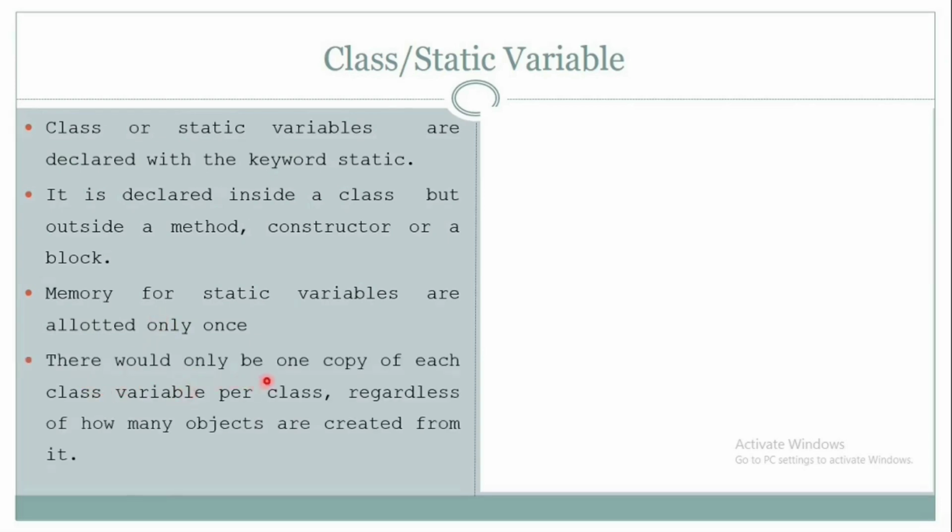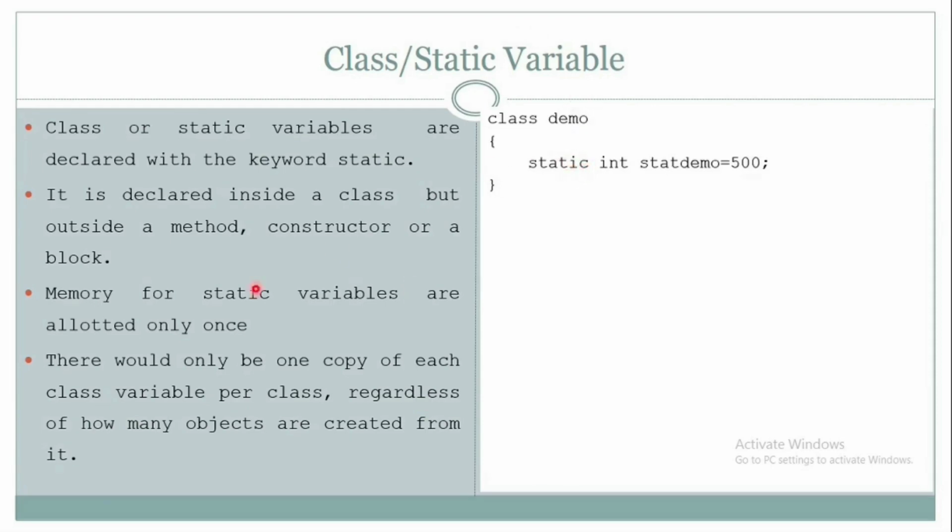There would be only one copy of each class variable per class, regardless of how many objects are created from it. So there will be only one copy of this static variable per class, and all the objects share this particular static variable. Let us understand with a simple example. Let us see how we can access these static variables.